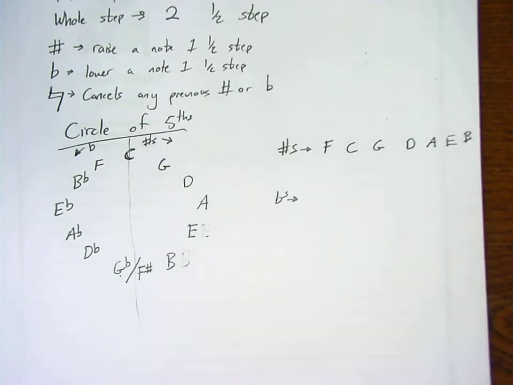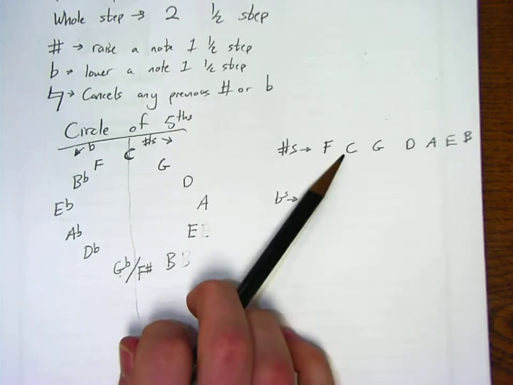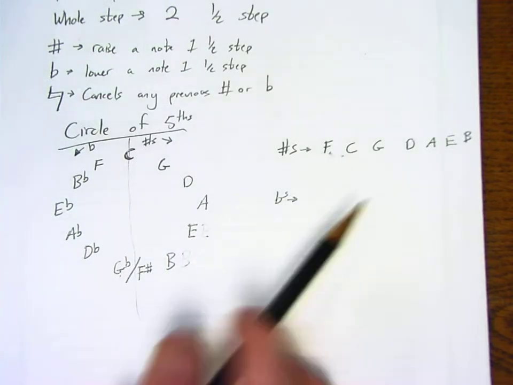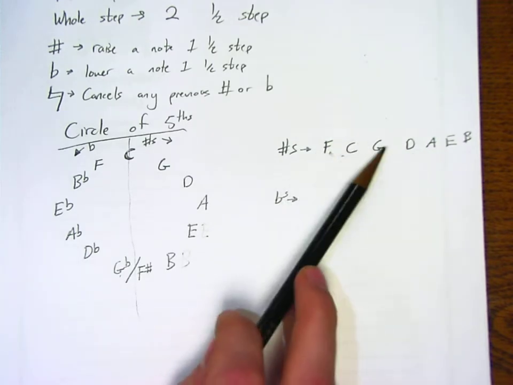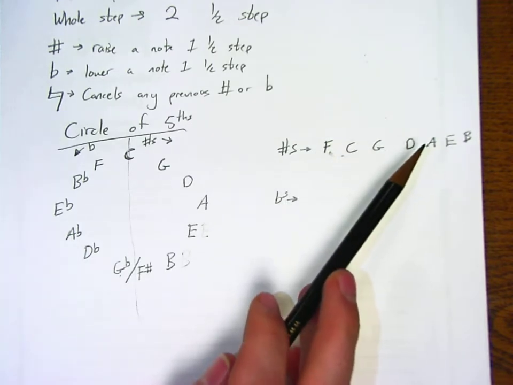So F, C, G, D, A, E, B. Any music you will ever see, if there is a C sharp in the key signature, there will always be an F sharp in the key signature. If there is an A sharp in the key signature, there will always be an F, C, G, D sharps to go along with the A sharps.